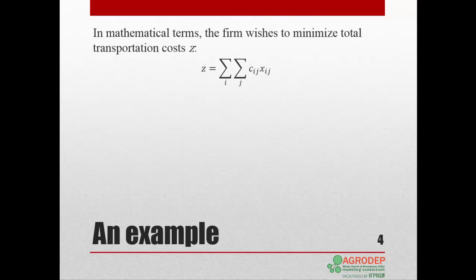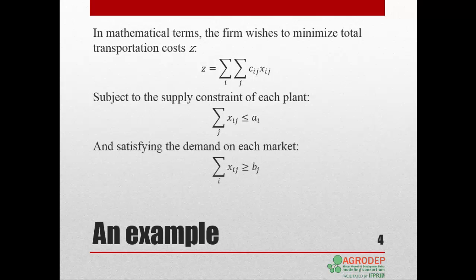In mathematical terms, the firm wishes to minimize total transportation cost denoted by Z. Z is simply the double sum over I and J of the quantity shipped multiplied by the unitary cost of shipping. The objective is to minimize this expression subject to the supply constraint of each plant, which states that the sum of each plant's shipment to all markets does not exceed the plant's capacity denoted by AI, and to the demand constraints, which state that the sum of all plants' shipments to each market satisfies at least the market's demand denoted by Bj.